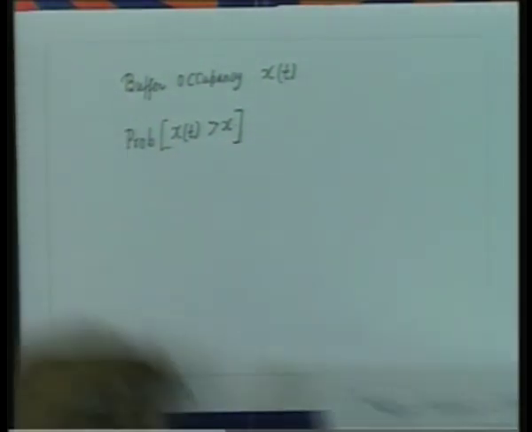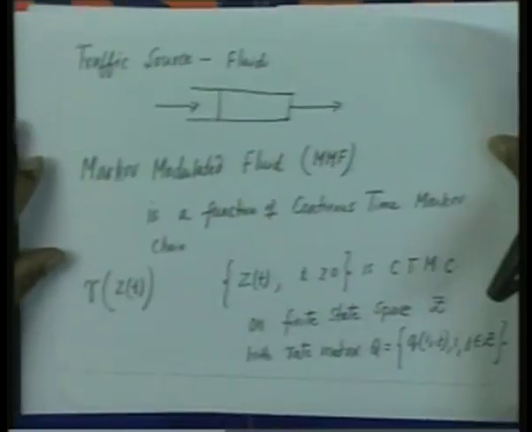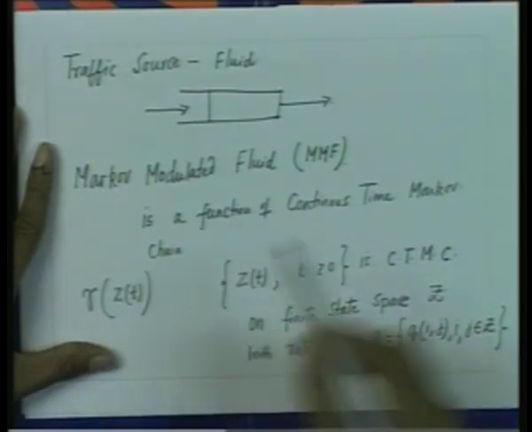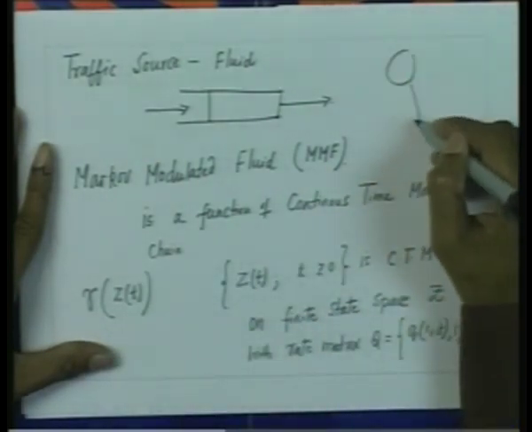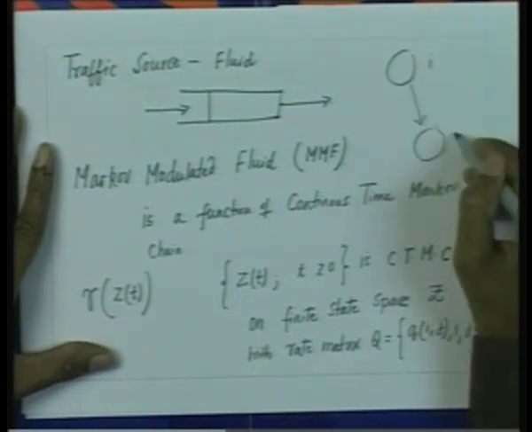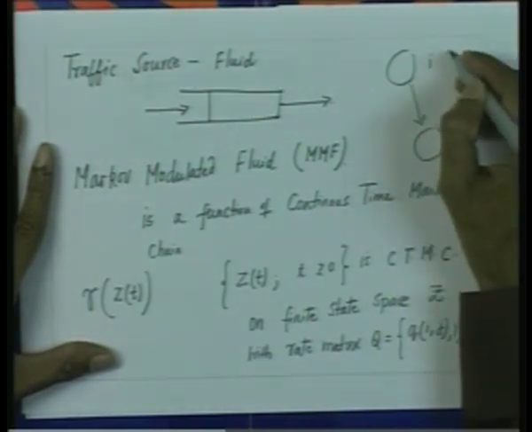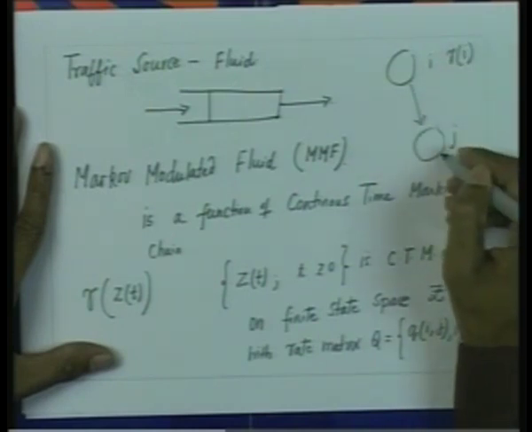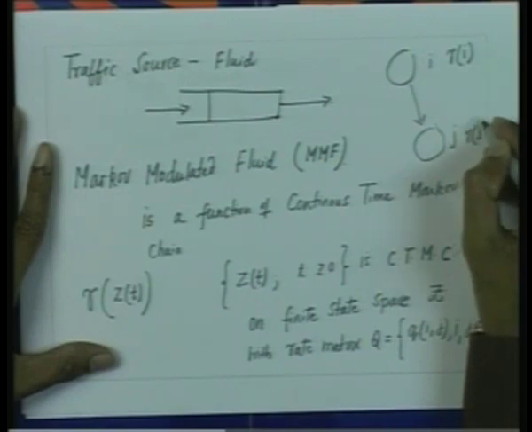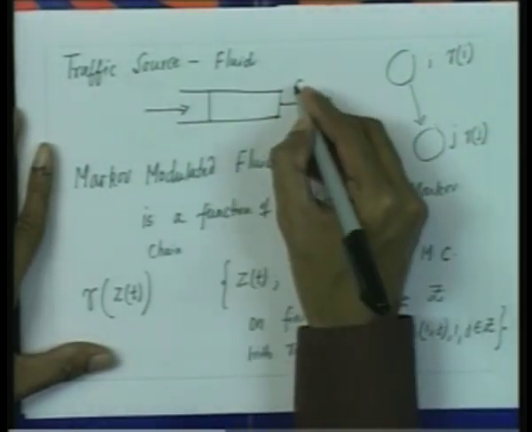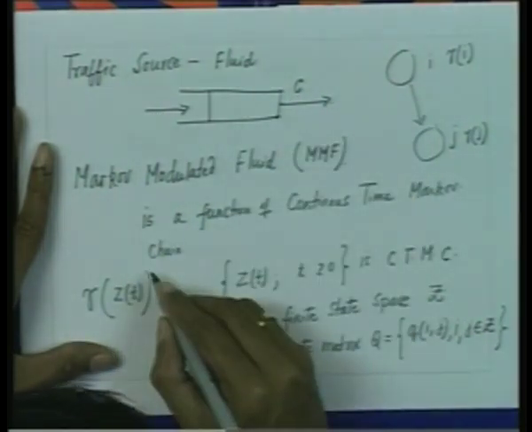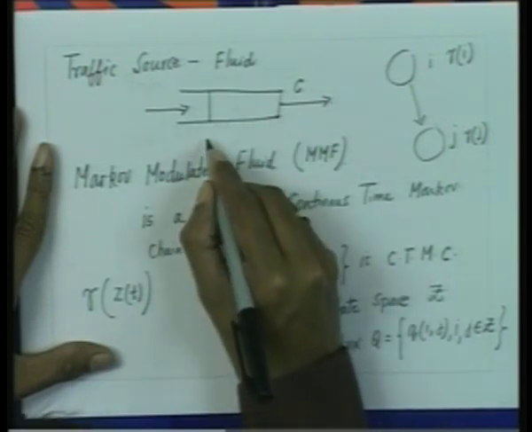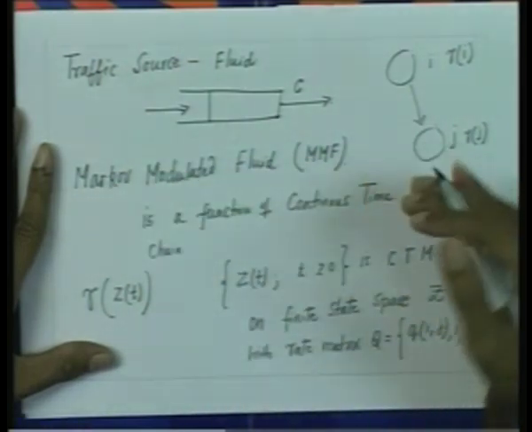Now again I would like to show you this Markov modulated fluid. The state changes from i to j. This is the state i, this is the state j. When in the state i, the source may be generating the fluid at a rate of Ri. When in the state j, the source may be generating fluid at a rate of Rj. This is a transmitter which is transmitting at a rate of C. And the question that we are asking is how the buffer occupancy evolves.